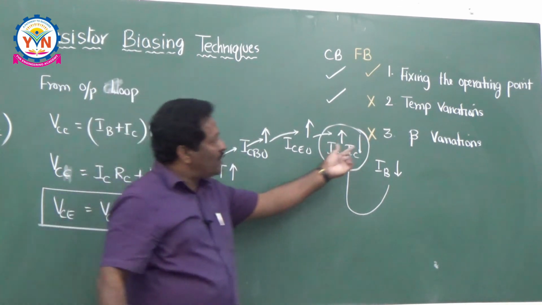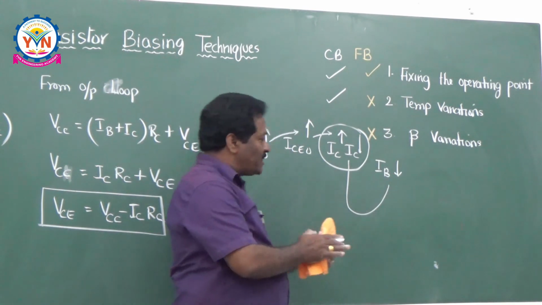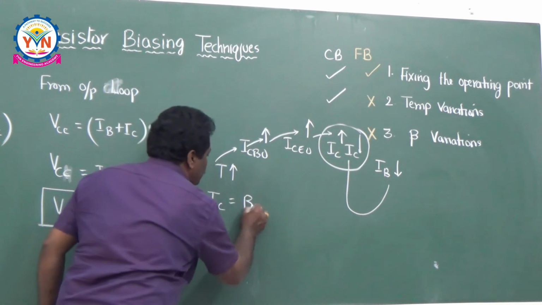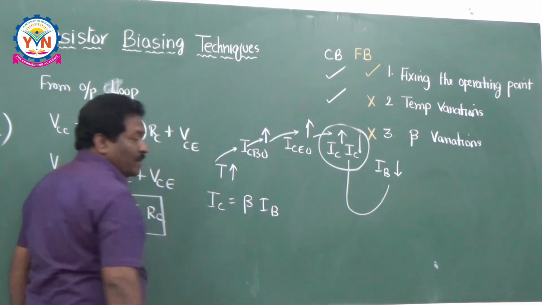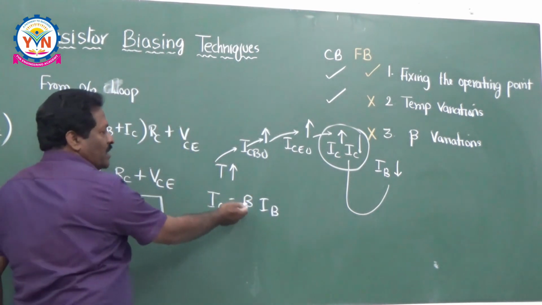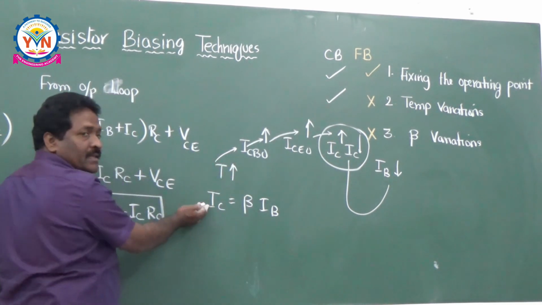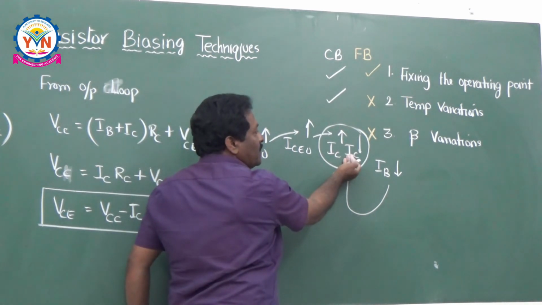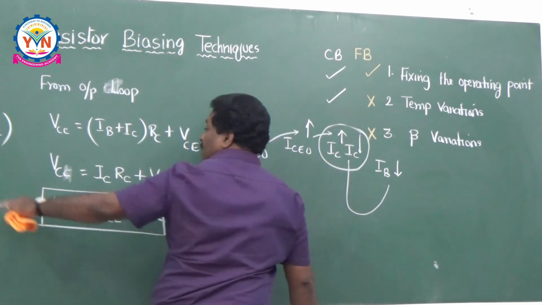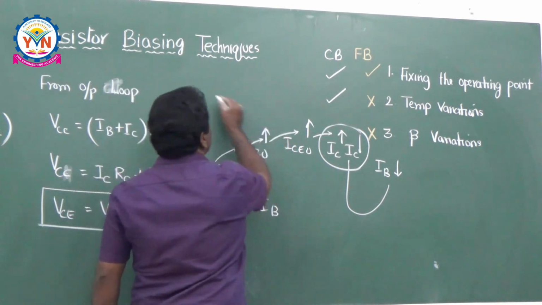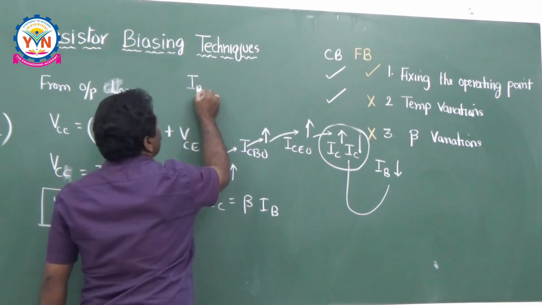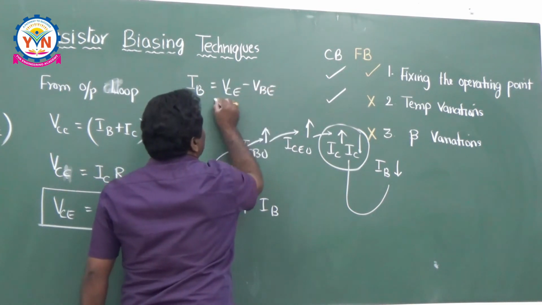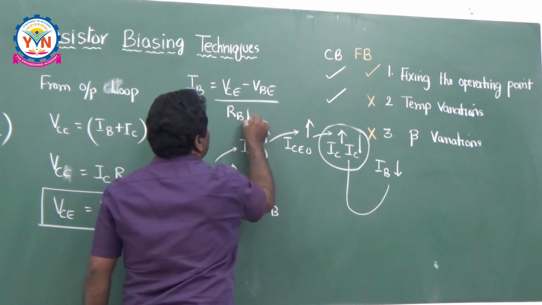But what about the beta variations? Beta variations also, if you are taking this equation, IC is equal to beta times IB. If the transistor changes, beta also changes. If beta changes, IC changes. If IC increases, let me say, then automatically IB is decreasing according to that equation. Because that equation is nothing but IB is equal to VCE minus VBE divided by RB plus RC. This is the basic equation.